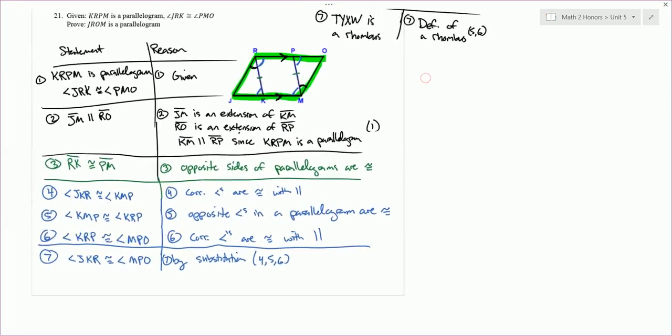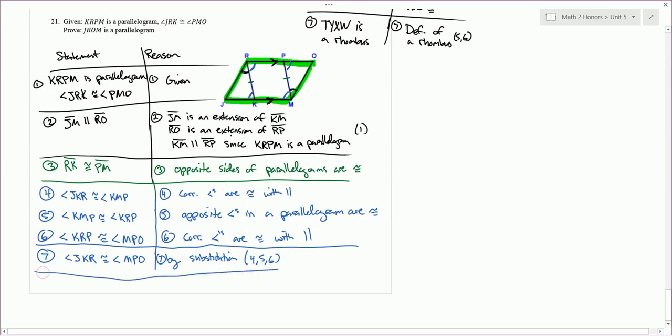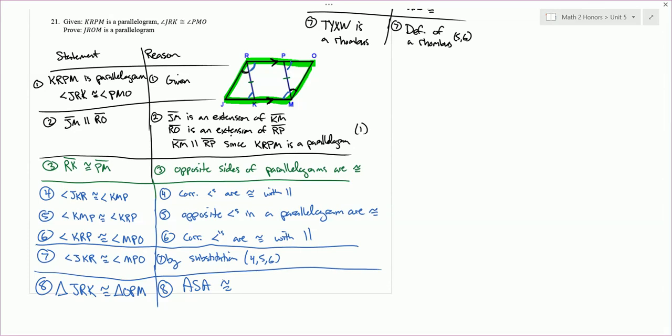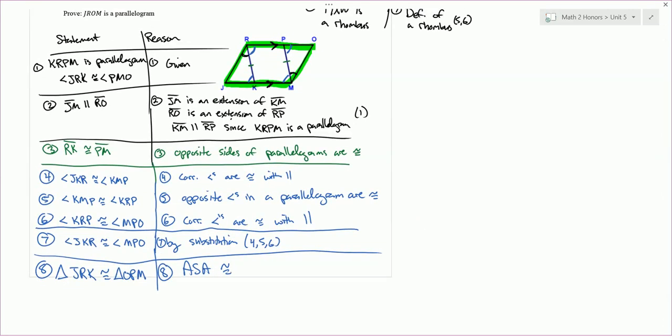So all this now to finally get to our triangles are congruent. Haven't proven the parallelogram yet, but we're hoping this part will help us. So triangle JRK is congruent to OPM, and we're using angle-side-angle congruence. Alright, so now that the triangles are congruent, what can we do? Well, we can say that angle J is congruent to angle O, since corresponding parts of congruent triangles are congruent.